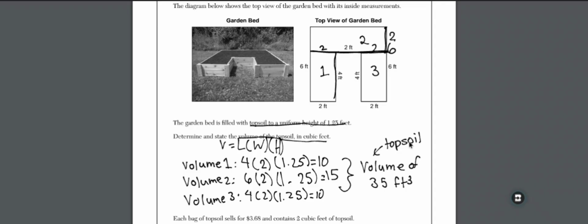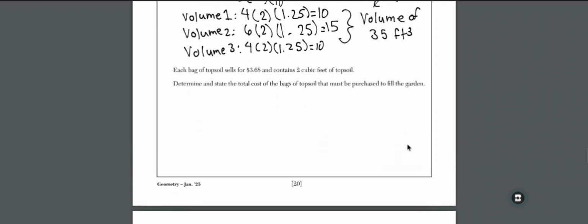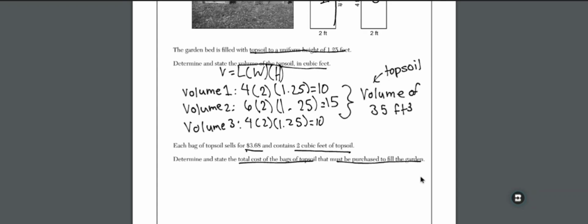I apologize if I pause in between. I'm just double checking my calculation. Now, it says each bag of topsoil sells for $3.68 and contains 2 cubic feet of topsoil. Determine and state the total cost of the bags of topsoil that must be purchased to fill the garden. So, I need to first determine the number of bags before I can determine the cost. So I know I have a volume of 35 cubic feet of topsoil, and each bag contains 2 cubic feet.